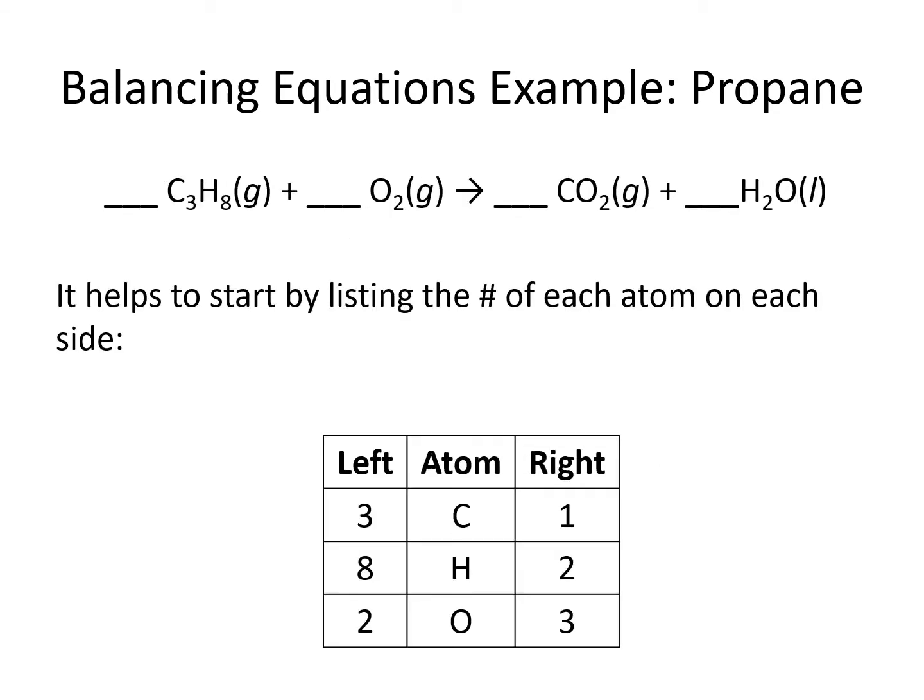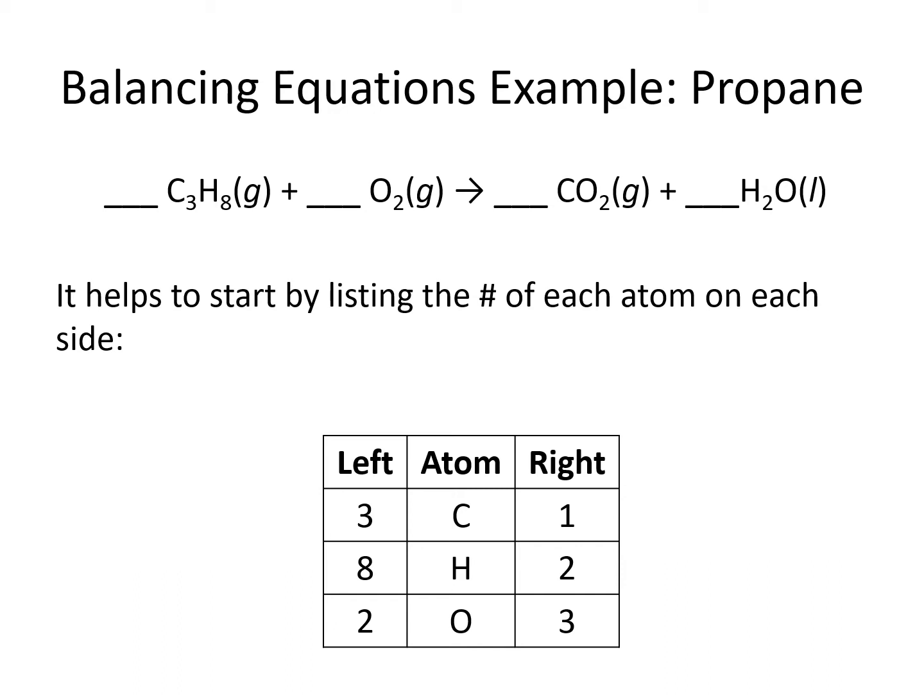First, we're going to list out how many of each atom we have on each side of the equation. We have 3 carbons, 8 hydrogens, and 2 oxygens on the left. On the right side of our equation, we have 1 carbon, 2 hydrogens, and a total of 3 oxygens. 2 of them are from the CO2, and 1 of them is from the water. Pay careful attention because some elements may appear in multiple chemical formulas in the equation.